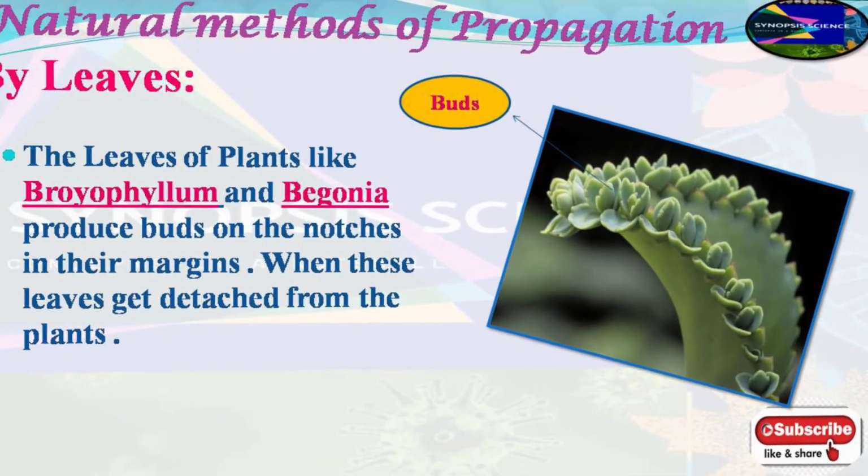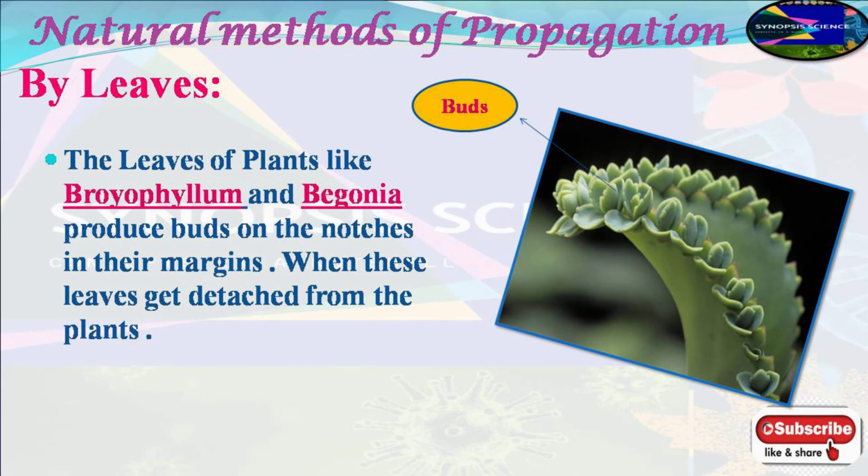The last category is leaves. When the leaf of some plants is buried in moist soil, the cut edges or margins of the leaves, known as buds, develop into new plants that resemble the parent plants. Bryophyllum or sprout leaf plants are very common in these cases.